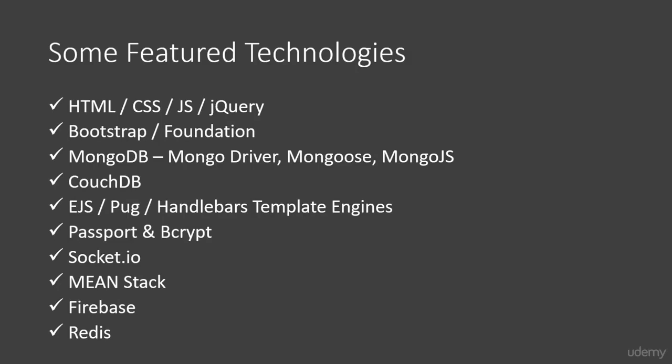Some featured technologies in this course: of course HTML, CSS, and JavaScript, a little bit of jQuery. We'll work with front-end frameworks like Bootstrap and Foundation, MongoDB, along with some ORMs such as Mongoose, MongoJS, the standard Mongo driver. We'll also work with the CouchDB NoSQL database. We'll be using EJS, Pug, and Handlebars for template engines. We'll use Passport and bcrypt for user authentication, Socket.io and WebSockets. We'll work with the MEAN stack, which is MongoDB, Express, Angular, and Node. We'll work with Firebase, and we'll also work with the Redis database and cache system.